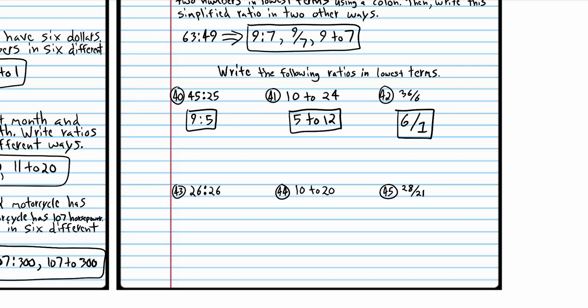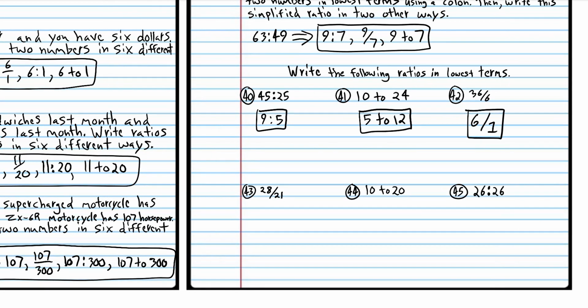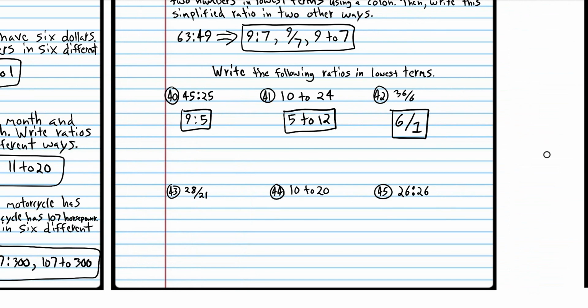So maybe you should start with 28 over 21. We'll get to that tricky one next, or number 45. So try number 43. When you come back, we'll do it together. All right, we're back.